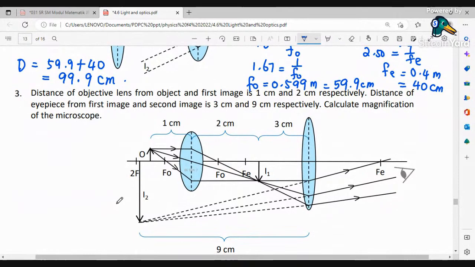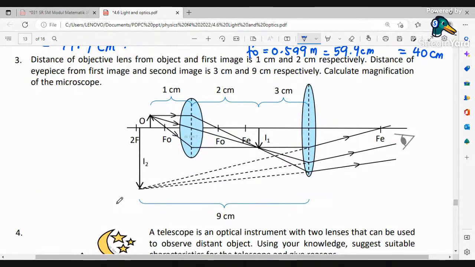Okay, for number 3, distance between objective lens from object and first image is 1 cm and 2 cm respectively. Distance of eyepiece from first image, okay, eyepiece, 3 cm and 9 cm respectively. Calculate magnification of microscope. So what is the magnification for the whole microscope?